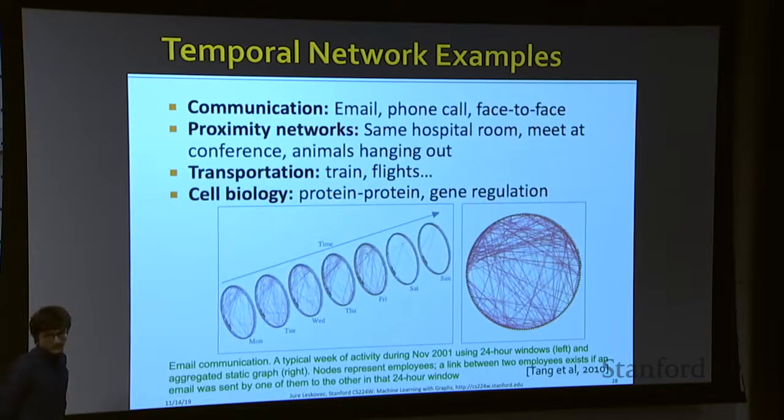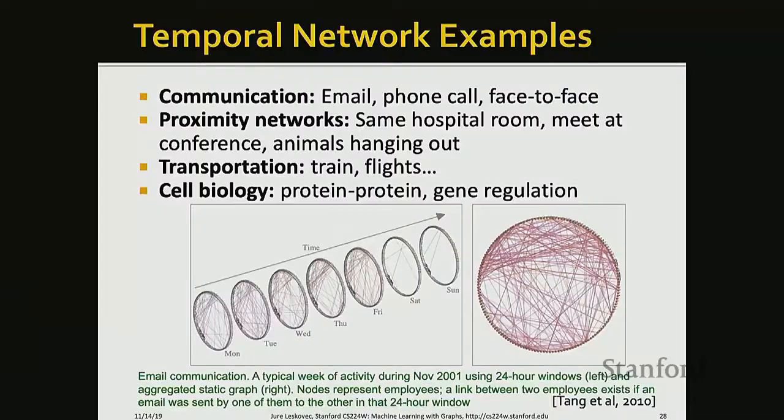What would be examples of these types of temporal networks? You can think of communication networks like email, phone calls, face-to-face. You can think about creating proximity networks, which is who is physically close to whom. These types of networks are very important for disease transmission, right? So you could think about how people are in the same hospital rooms. Do they meet at conferences? Do you have animals meeting each other in the forest and so on?